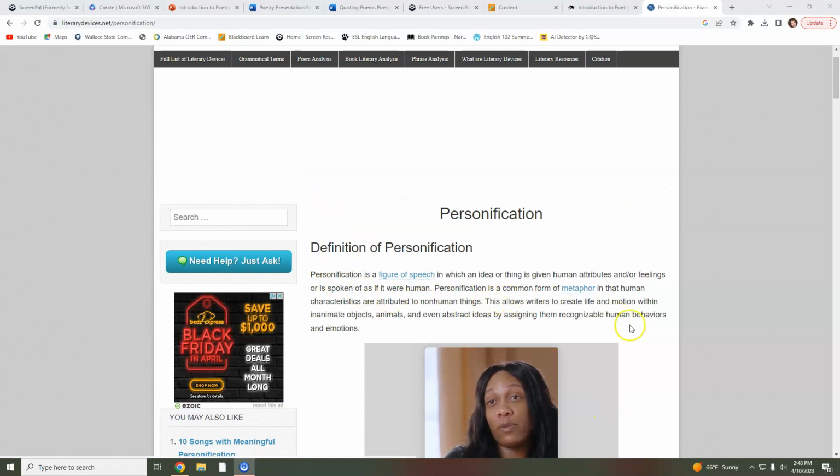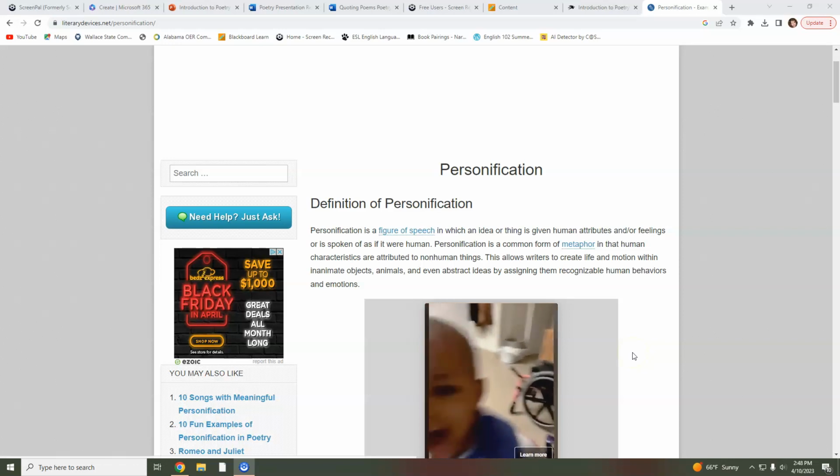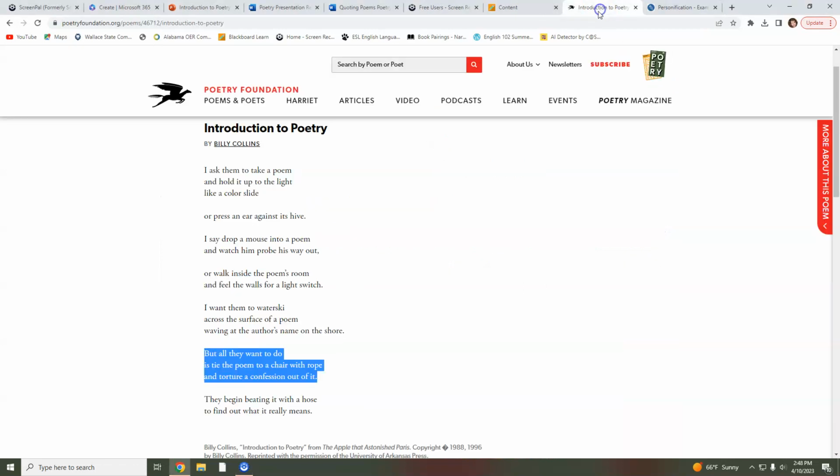So I have personification as a figure of speech in which an idea or thing is given human attributes and/or feelings, or is spoken of as if it were human. Does that fit with my line? That all they want to do is tie the poem to a chair with a rope and torture a confession out of it. Yes, here the poem is being tied to a chair and being tortured until it confesses its meaning. So that is personifying the poem.